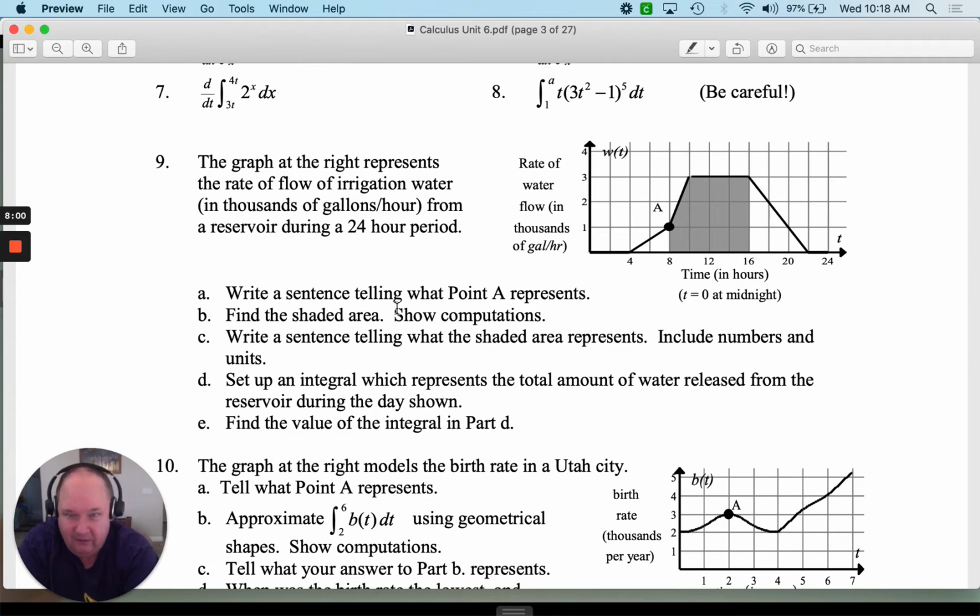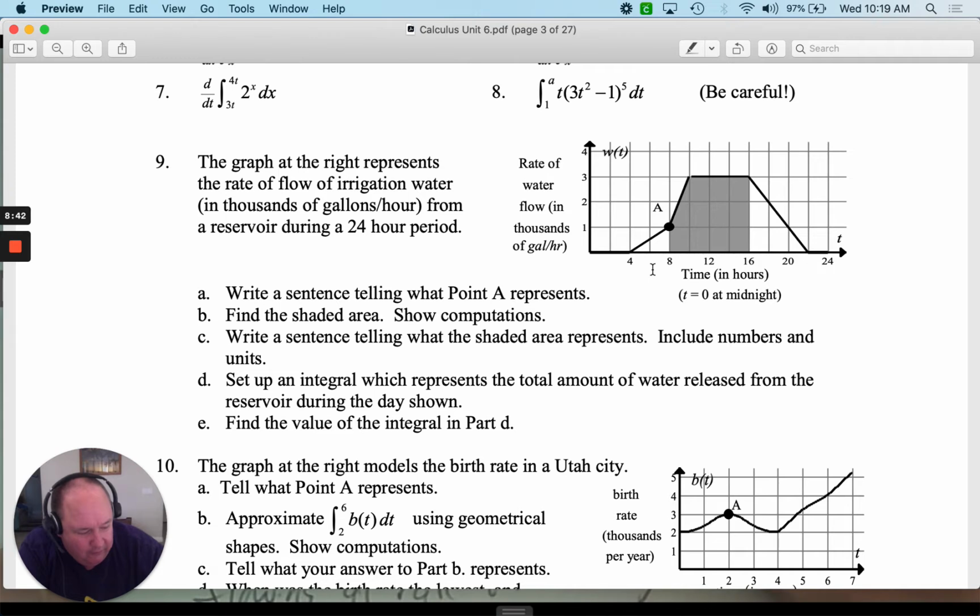It says write a sentence telling what point A represents. All right, I see point A. It's a rate. So to write a sentence means I involve both axes. In other words, what is 8? That's time in hours. Midnight is 0, so that's 8 a.m. So we're going to write down at 8 a.m. Well, what's happening at 8 a.m.? The story is about irrigation water, so irrigation water is flowing at what rate? At a rate of, and at A it's 1, so it's 1,000 gallons per hour.